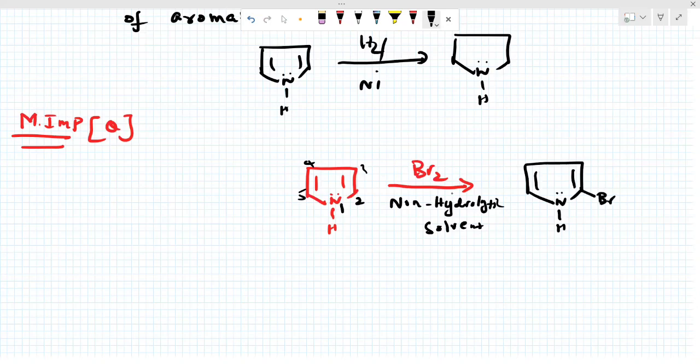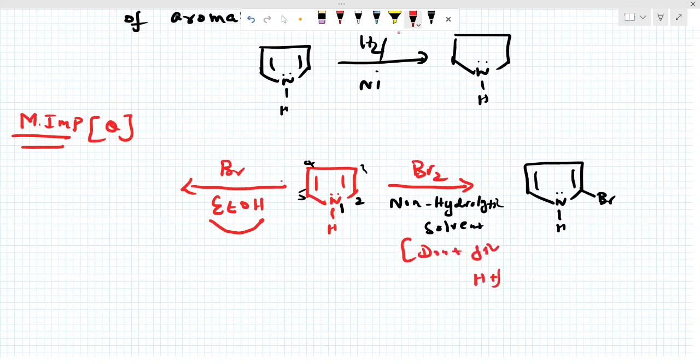This is Br. Please understand, if I use Br2 in acidic, in the H plus medium, for example ethanol or water, this is a protic, hydrolytic medium. Non-hydrolytic means don't give H plus. If you give an H plus donor solvent, all positions can get the bromine. Okay, now what is the product?